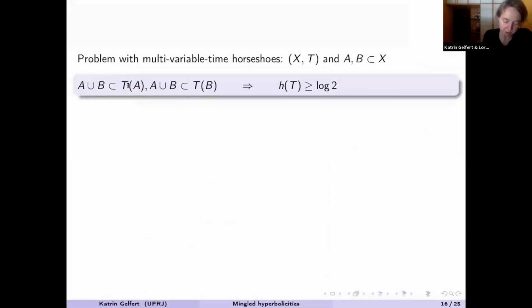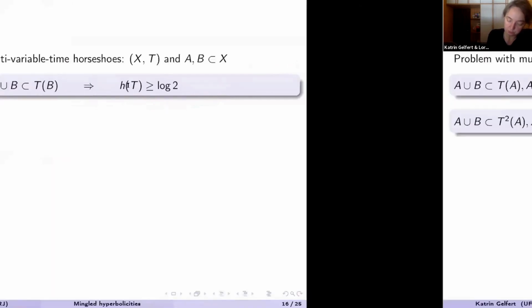There is a problem with these multivariable time horseshoes, and here are the nice examples that Michal found for illustration. Just some simple observations. If you have a dynamical system, a continuous map on a metric space, and two subsets A and B, which have these properties: if the images of A and B are contained in the image of A, and also contained in the image of B, then you know that your system has at least entropy 2.